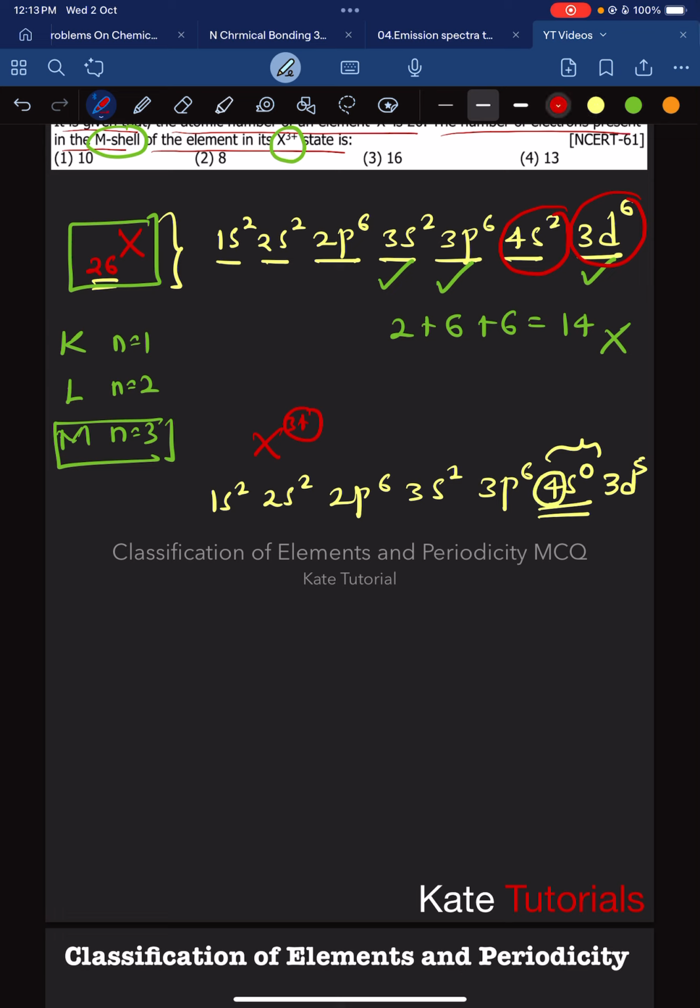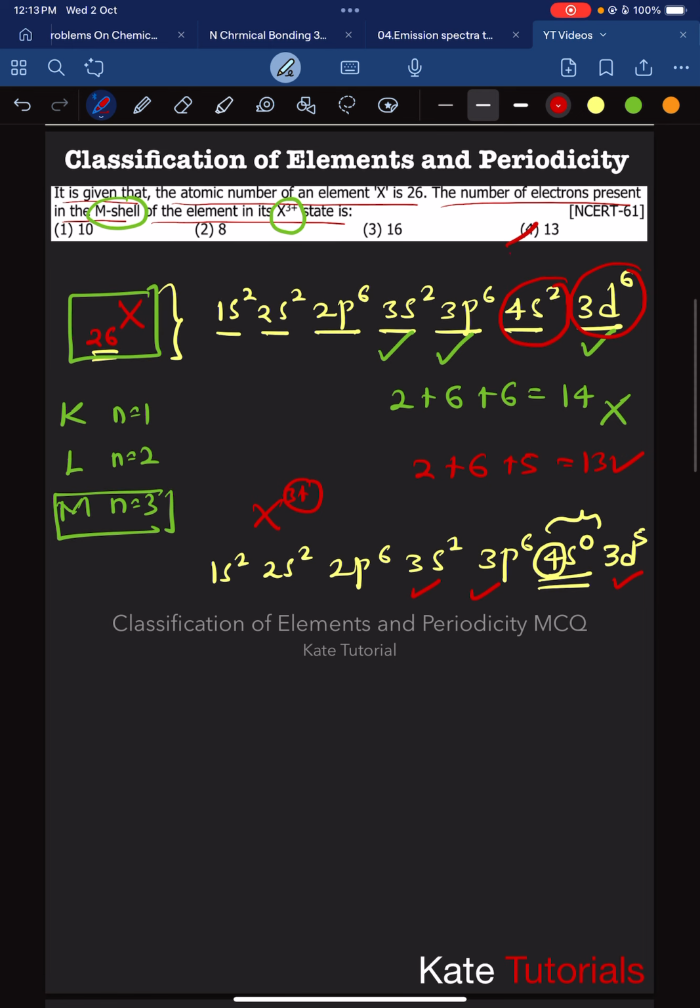Now you see, this is M, this is M, and this is M. So number of electrons will be 2 plus 6 plus 5. So that will be what? 13 electrons. So 13 will be the correct answer for this question. So that is the fourth option.